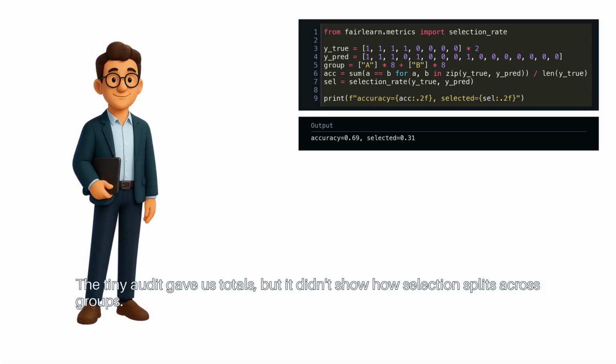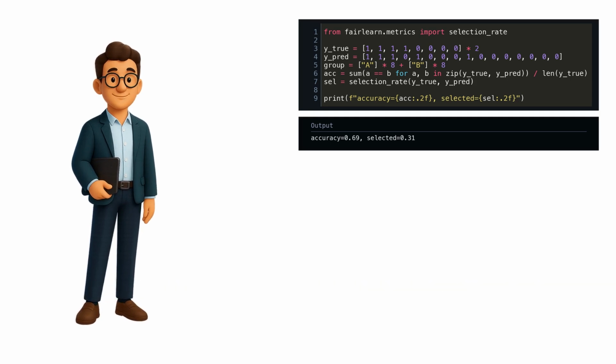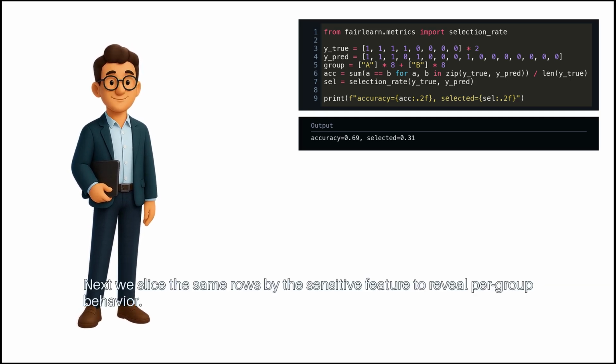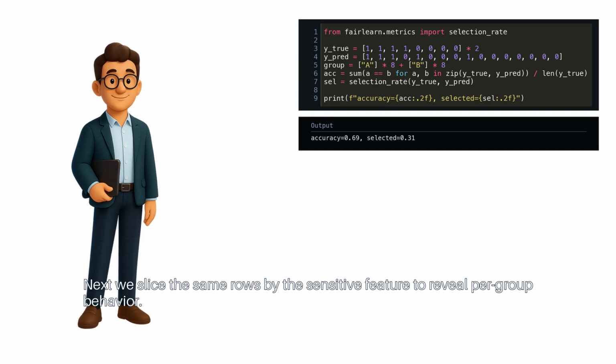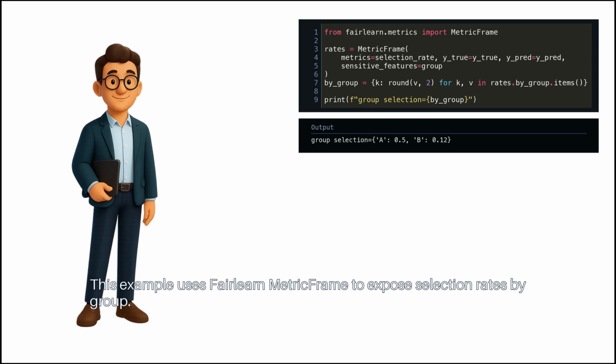The tiny audit gave us totals, but it didn't show how selection splits across groups. Next, we slice the same rows by the sensitive feature to reveal per group behavior. This example uses Fairlearn MetricFrame to expose selection rates by group.